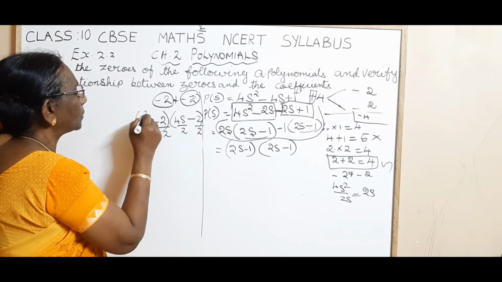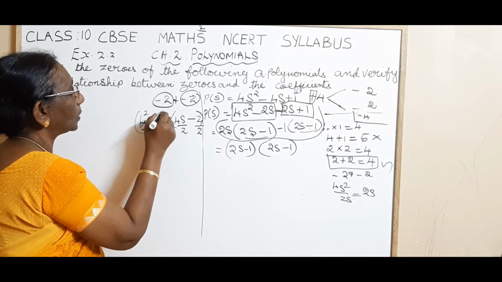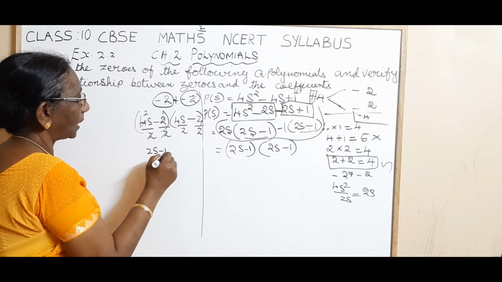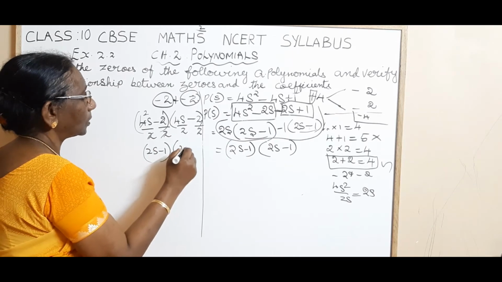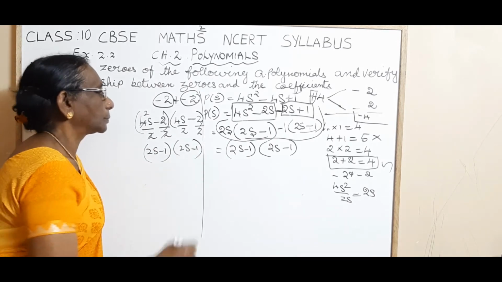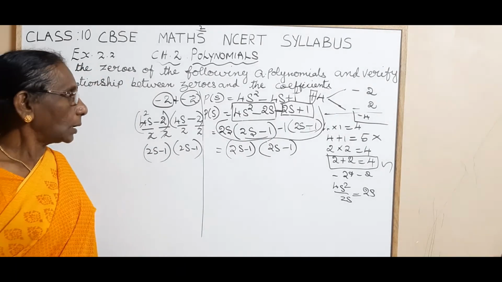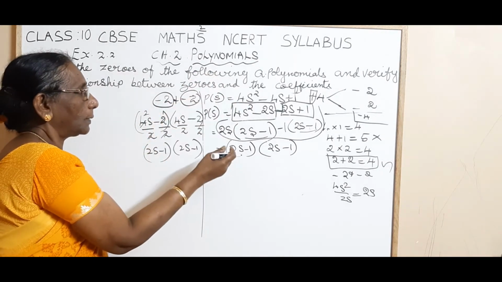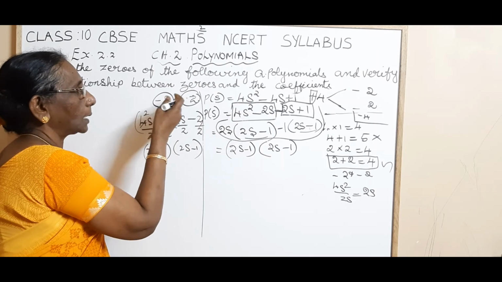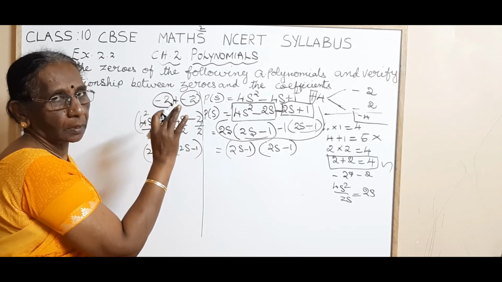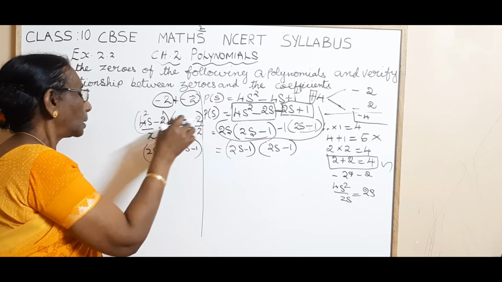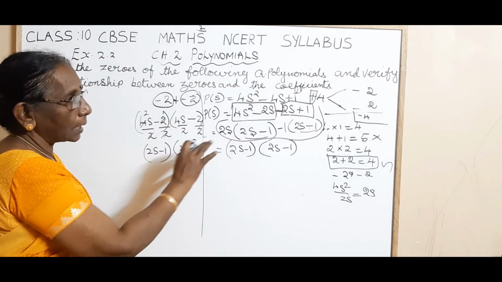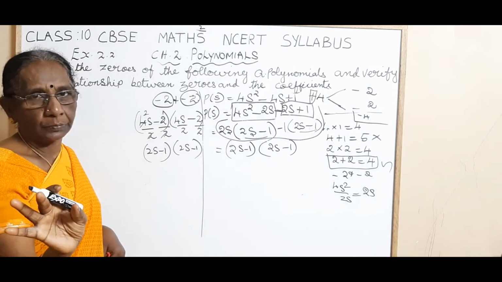2 goes 2 times. Here also 2 goes 1 time. So (2s minus 1) into (2s minus 1). Have you understood, children? If the coefficient is 1, you can straight away write, suppose here 1, x minus 2 and x minus 2. Here you have 4. That's why we are doing this. It's a short method. So among the 3 methods, any one you follow.